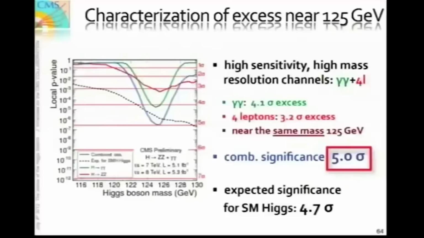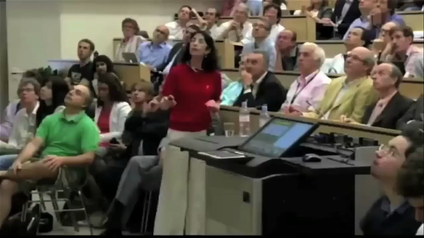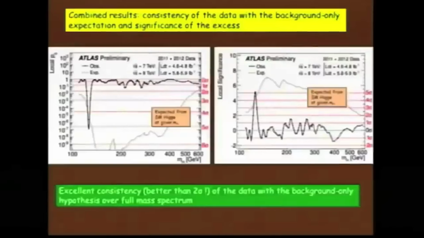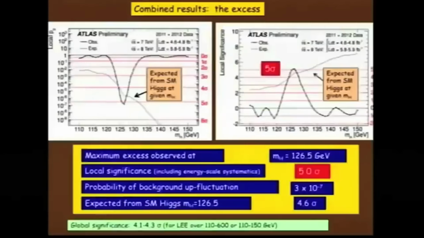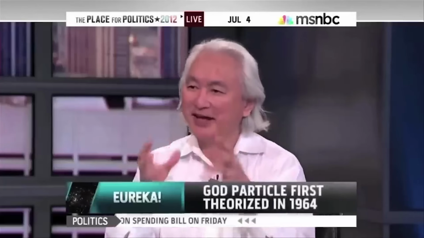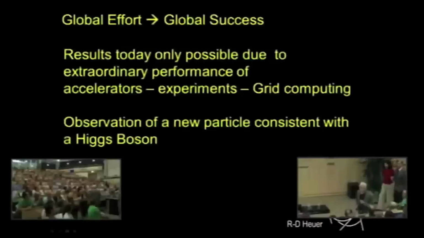If we combine the ZZ and gamma gamma, a combined significance of 5 standard deviations. You have an excess of one big spike here in this region here. As a layman, I would now say we have bagged the Higgs boson. We have observed a new particle consistent with a Higgs boson. Which one?